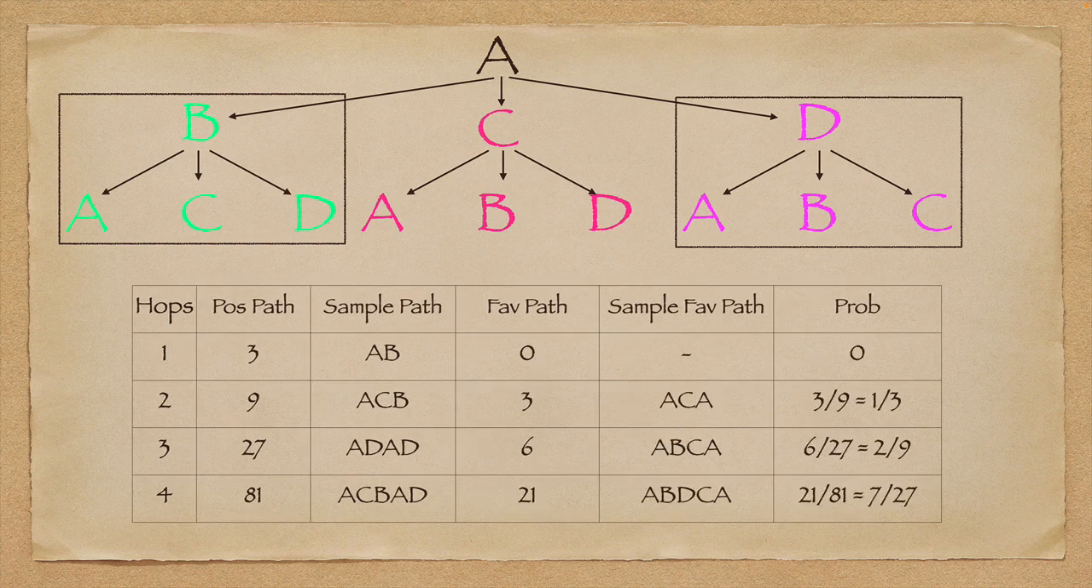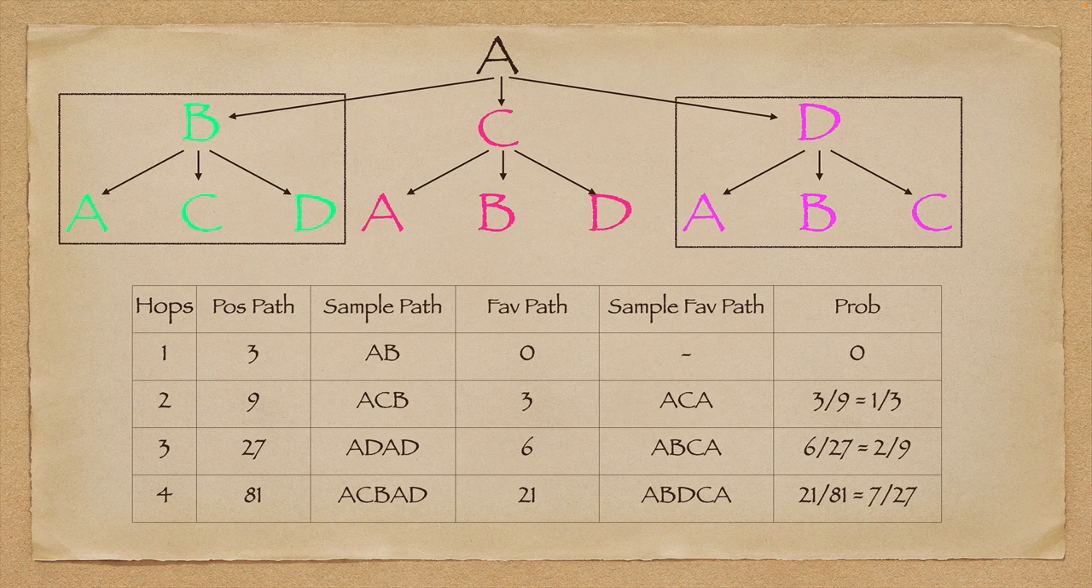Now you can calculate the probability in a very similar fashion. After 1 jump, the probability that you end up in A is 0. After 2 jumps, the probability that you'll end up in A is nothing but the favorable paths divided by the possible paths. So 3 by 9, which is 1 by 3. After 3 hops, it's 6 by 27. After 4 hops, it's 21 by 81, which is the same as 7 by 27. So that's the probability of it.